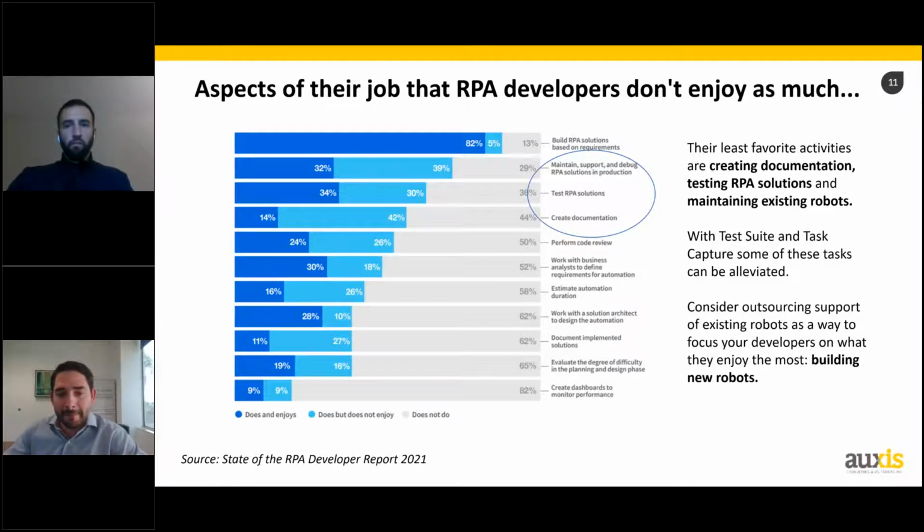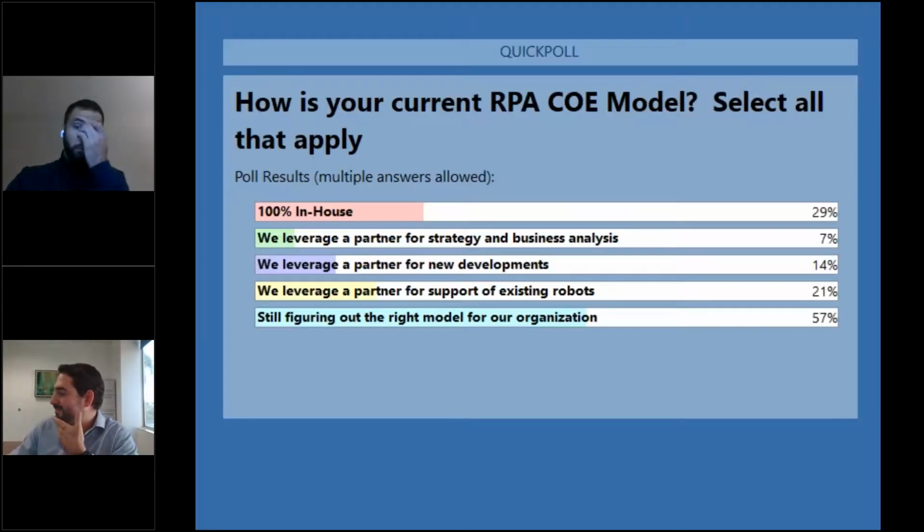Fabio, you want to say something? Yeah, Eddie, I wanted to share the results of the first polling question because they're very interesting. So basically, most of the people are still figuring out what is the right model for them. That was selected by 57%. 29% are fully in-house. 7% are leveraging a partner for business analysis and strategy, 14% for new developments, and 21% for support of existing robots. Which is interesting because it aligns to what you were saying. It seems that out of the 3 things, the one that has been more outsourced is the support.